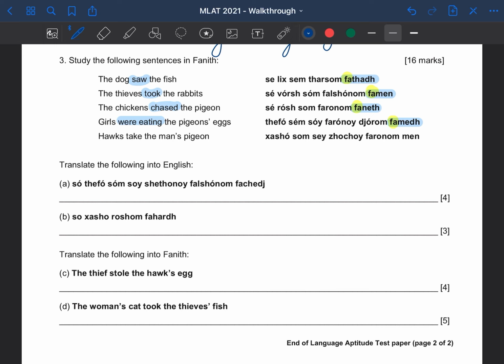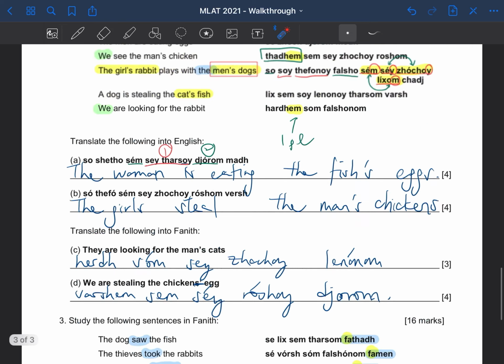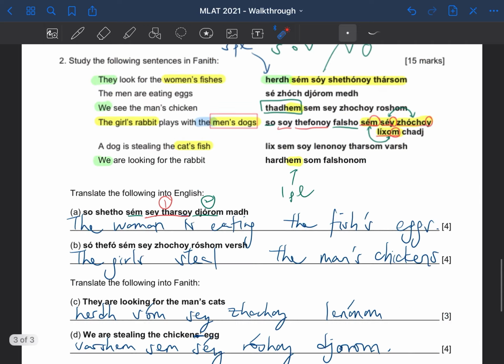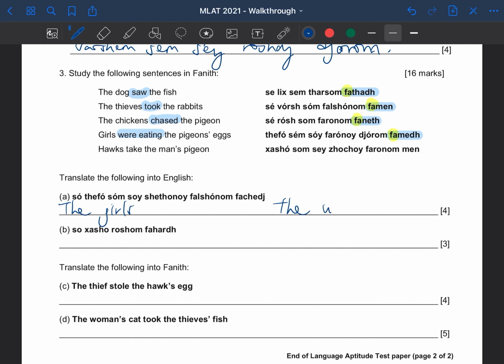So similarly, we have the and the. And what's therefore? Therefore is girl, as we can see here. And it is plural. And soy, cheffonoi. And we actually cannot see cheffonoi in question 3. So we need to move back upwards to question 1. And we can see cheffonoi here. And this means the object of this sentence, which is women. So we know that cheffonoi would be the woman's. We have som, falshonom. Falshonom can be found here. Rabbits.